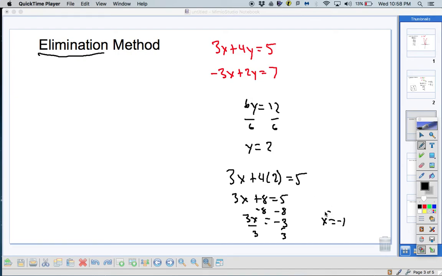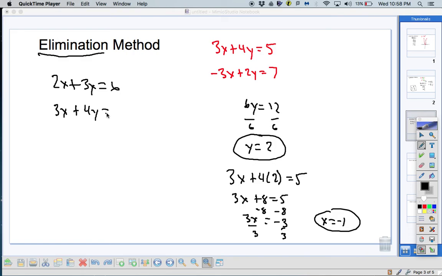So I now have my two answers. X is negative 1, and y is 2. So this is what's called the elimination method. Just because these numbers are the same, if they're not, you can make them the same. So let's say we have 2x plus 3y is equal to 6, and 3x plus 4y is equal to 7. And I don't have an easy change here, but I can multiply this top thing by 3 and multiply the bottom one by 2. And when I do that, we're going to use the distributive property.